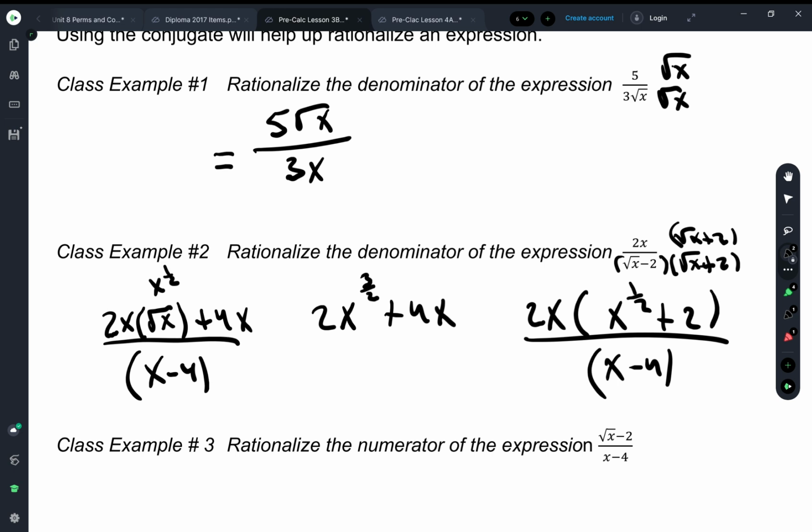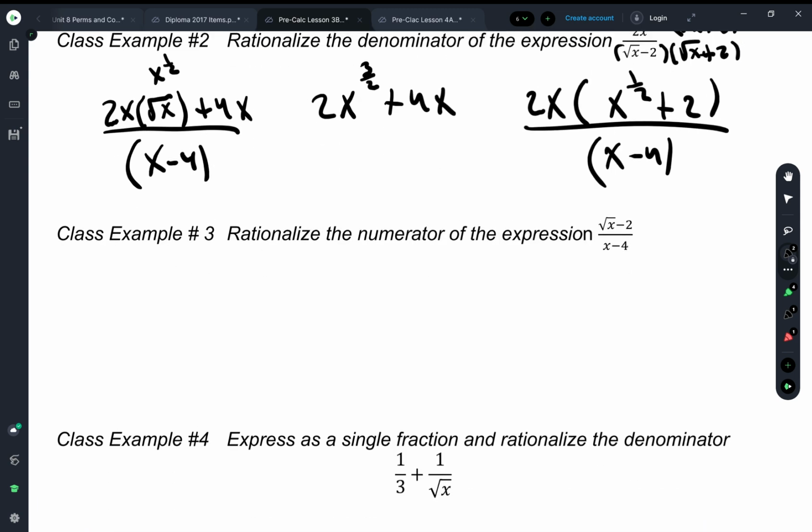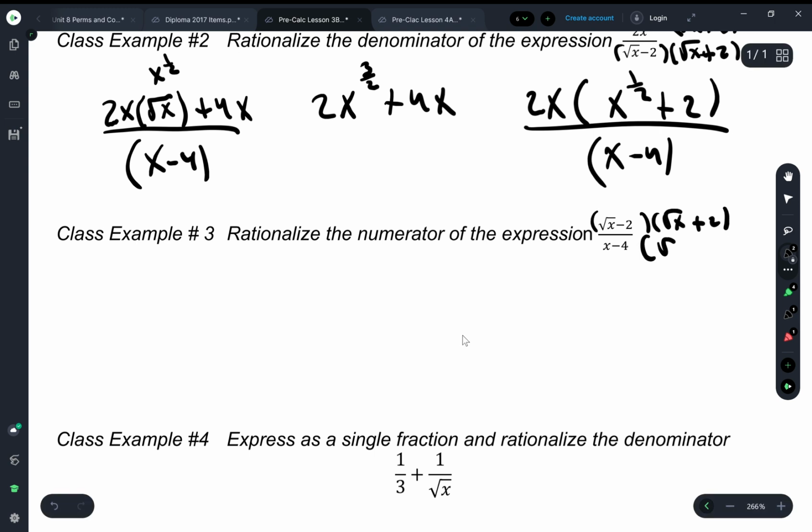And then they switch gears on us here for example 3. They said rationalize the numerator. So now there's a radical in the numerator. So we're going to go ahead and rationalize that. So we have root x plus 2, root x plus 2.